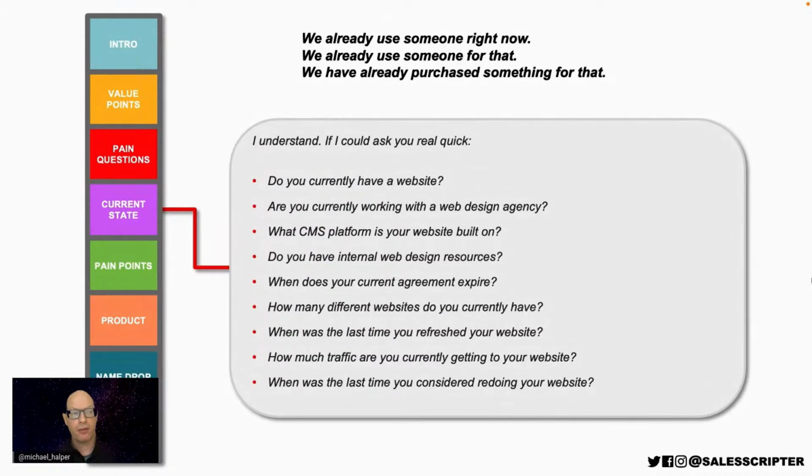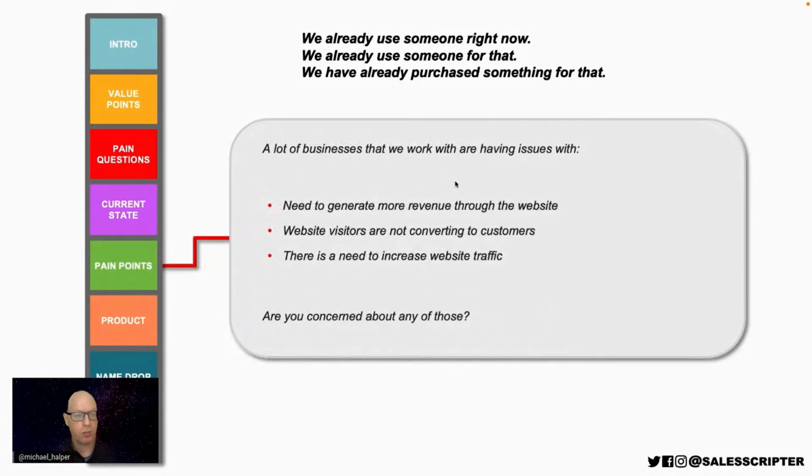If they give you any of these three objections, we're already using someone for that, we already use someone right now, we've already purchased something for that, you can reply to that with your current state questions. Oh, I understand. If I could ask you real quick, how many different websites do you currently have? Again, trying to keep the conversation going.